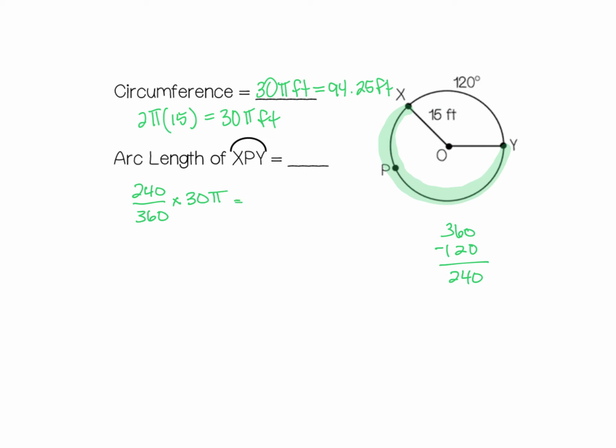And so then when I calculate this, that gives us 20 pi. If you want to multiply that out, that's approximately 62.83 feet.